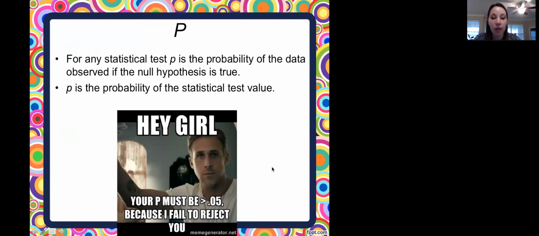And this is a very famous meme that stats nerds love to use with Ryan Gosling. Your P must be greater than 0.05 because I failed to reject you.